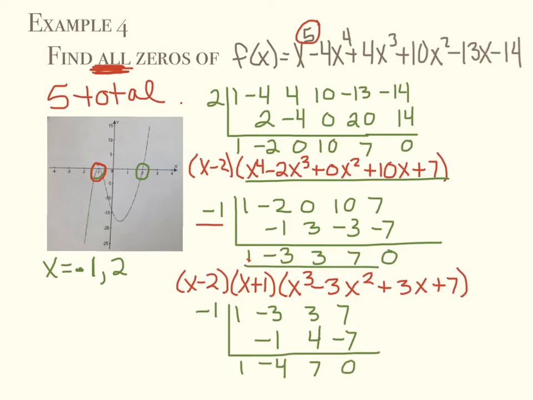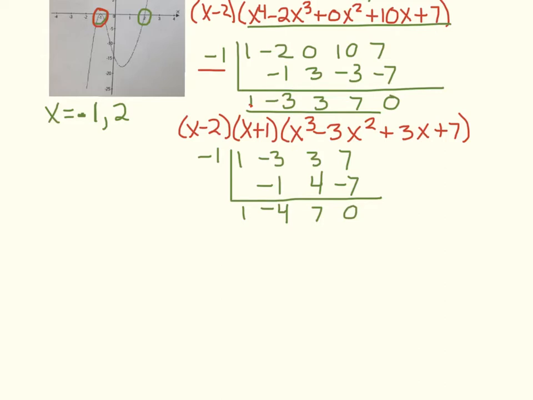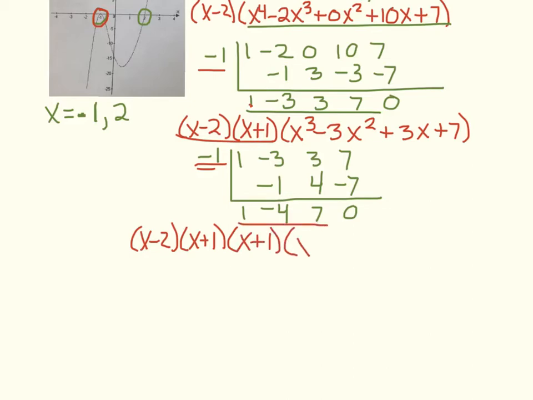Okay, I'm going to scroll all this up. Hold on a sec. All right, so we had x minus 2, and we had x plus 1 already. So these guys get to stay. This -1 tells me that we have another x plus 1. And then these numbers give me, down another power would be x squared minus 4x plus 7.